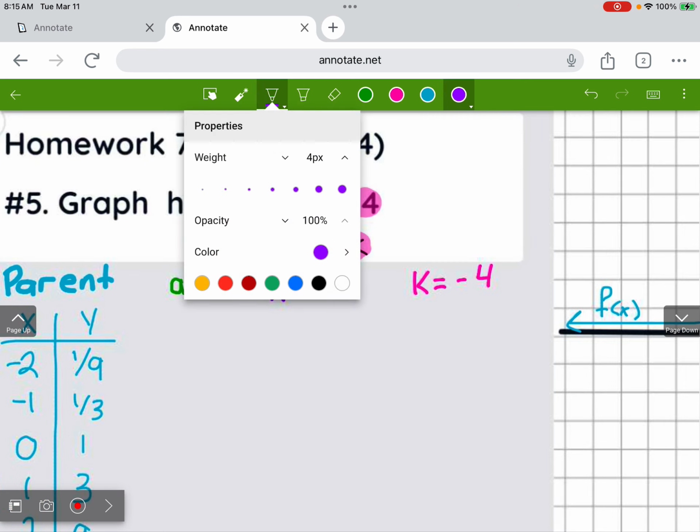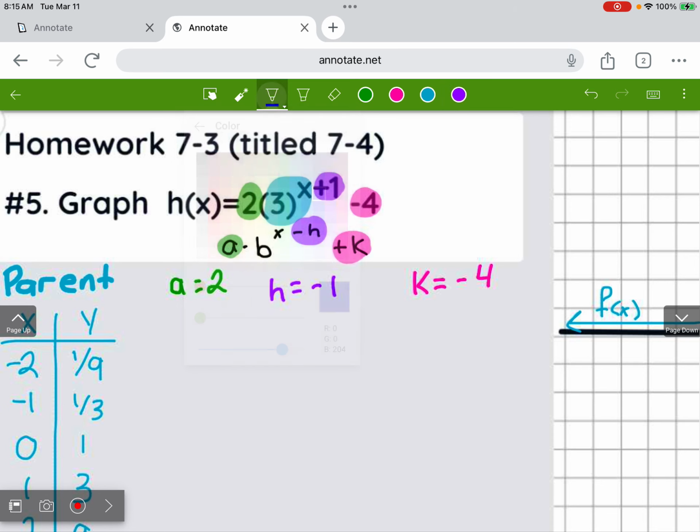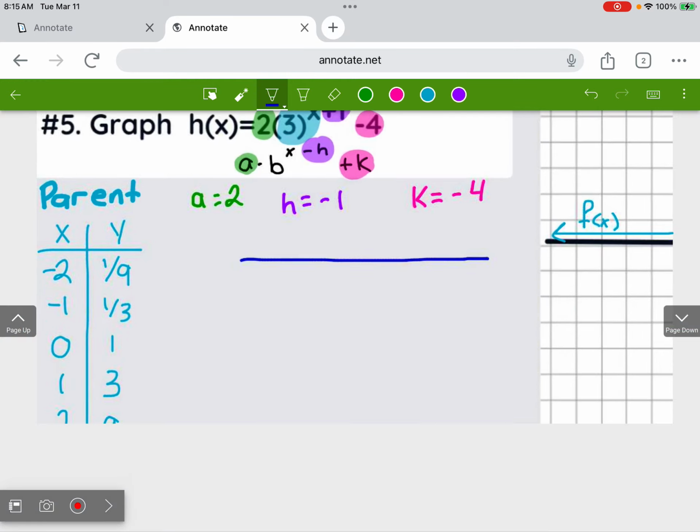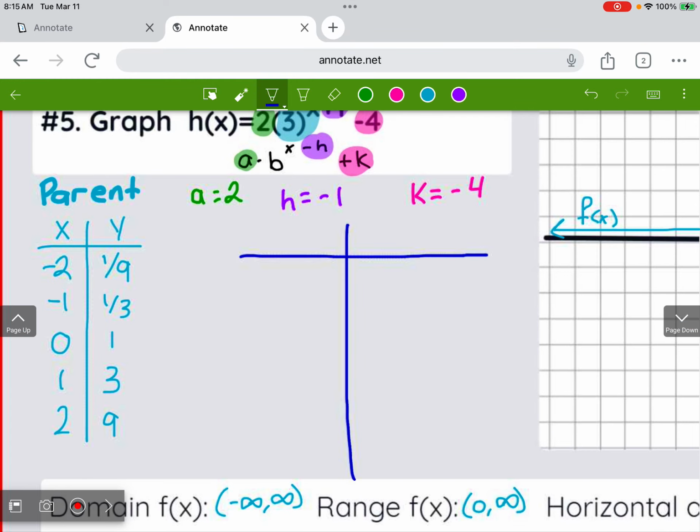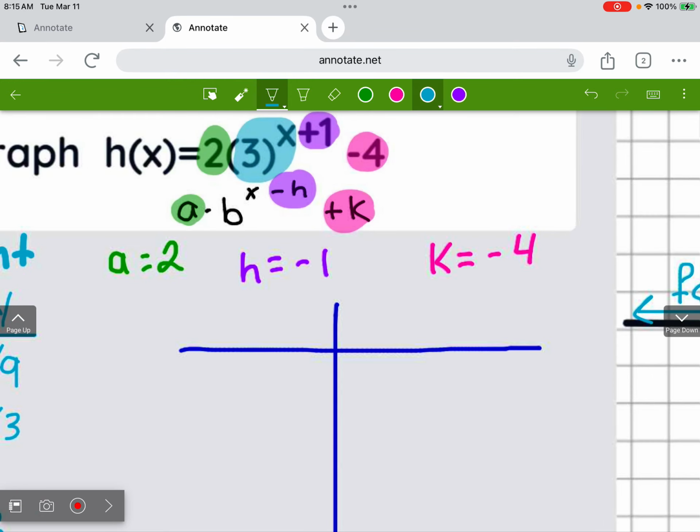Let's apply them the same way we did yesterday. I'm going to use a dark blue for my transformed function. That's when I take my x's from my parent function and we're going to add h. So I'm going to take my x's and we're going to add -1. So my x's, we're going to take away 1.